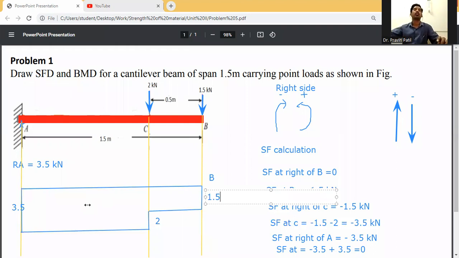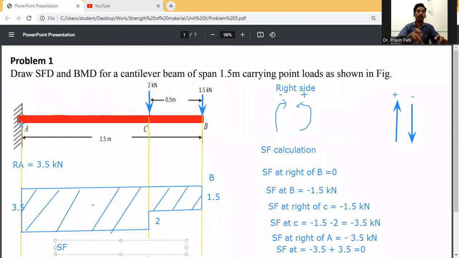Okay, so it is downward direction below the neutral axis, meaning it is minus. So now draw the line. This is the SFD diagram in kilonewton. Shear force diagram in kilonewton. Now do the BM calculation.